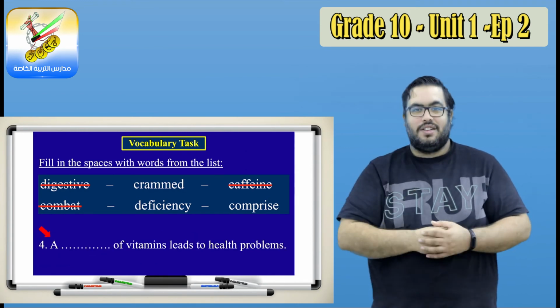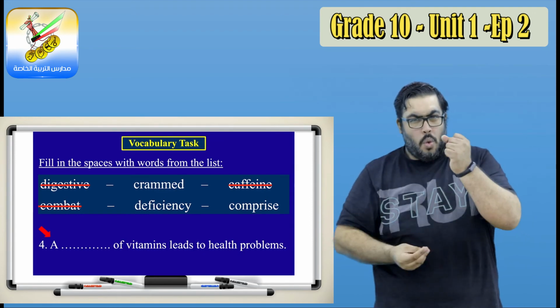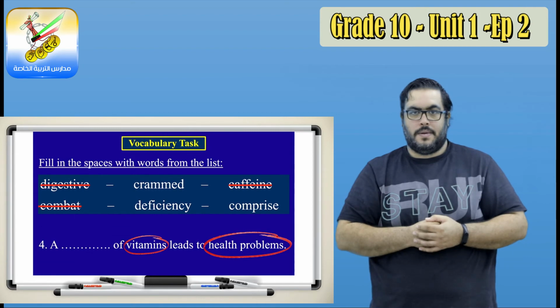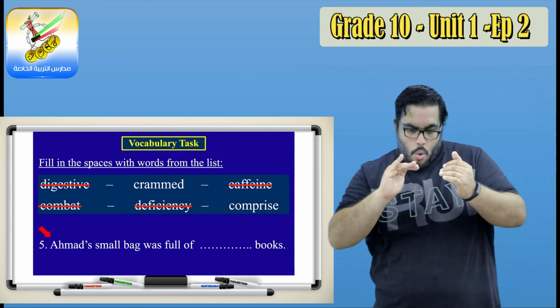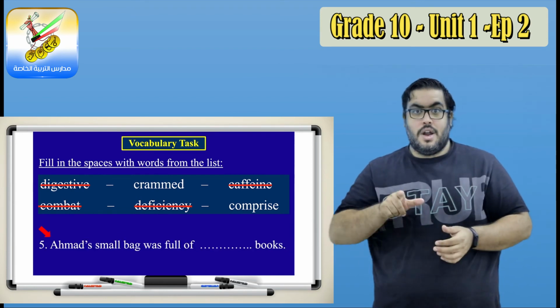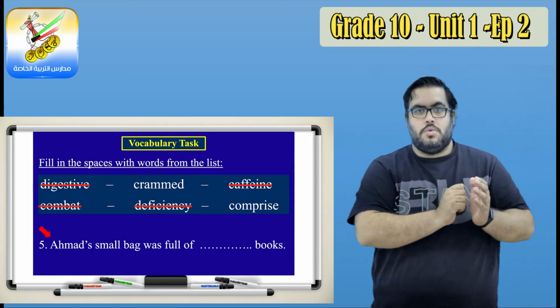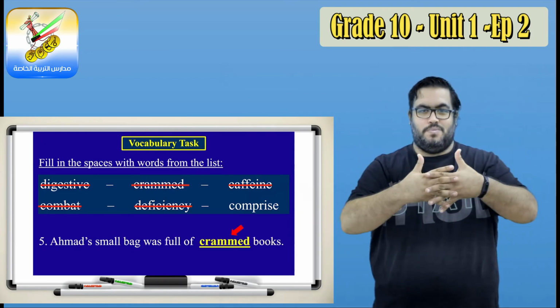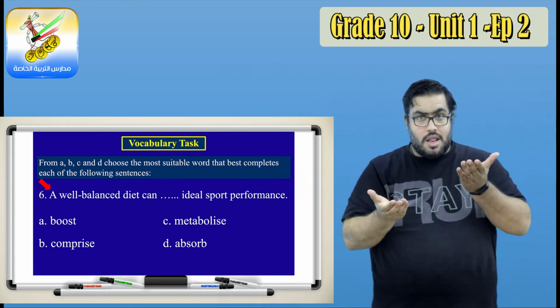Number 4, a blank of vitamins leads to health problems. We have vitamins as a keyword and another keyword which is health problems. What do you think the answer is? Deficiency. Excellent job. Now for the next sentence, Ahmed's small bag was full of blank books. What was it full of? Crammed books.